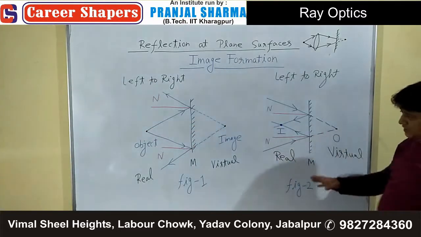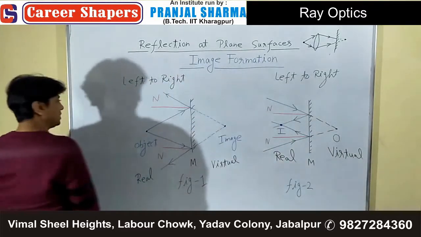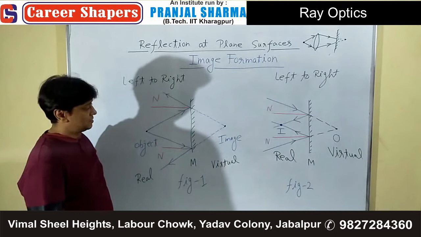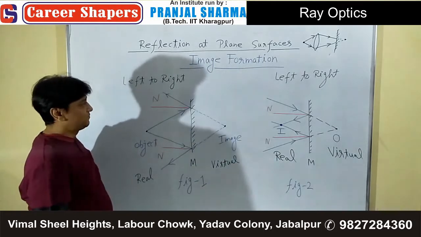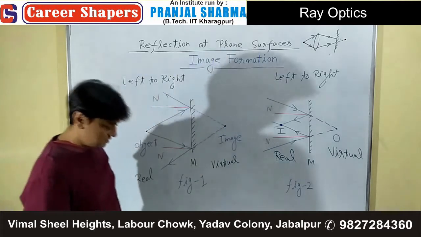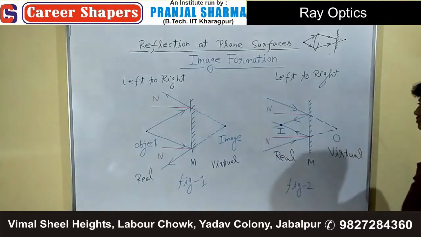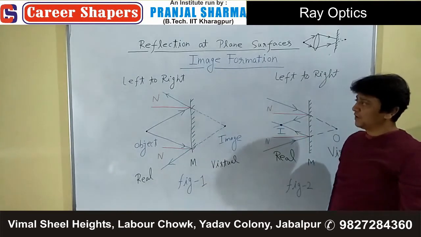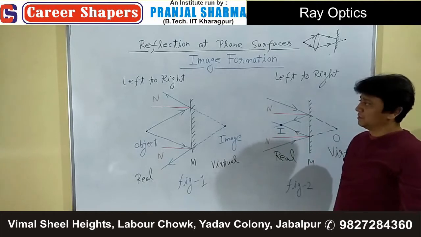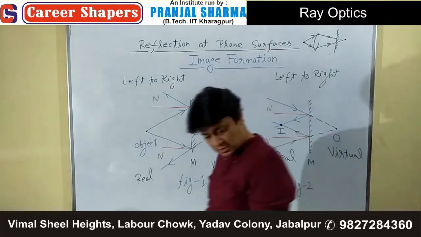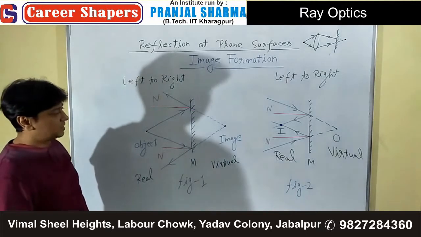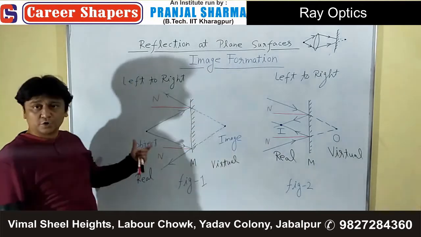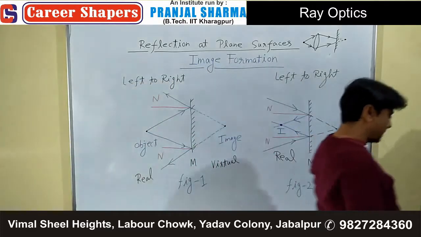In both figures 1 and 2, light rays are moving from left to right. That is, the source of light is always in front of the mirror, so that reflection can take place. That's how you define real and virtual.